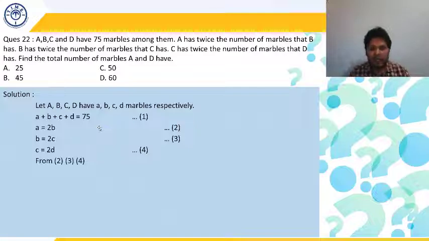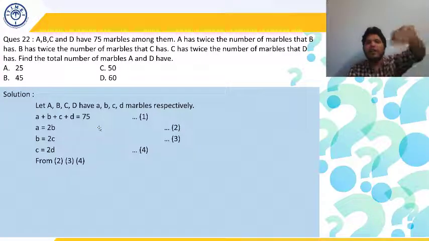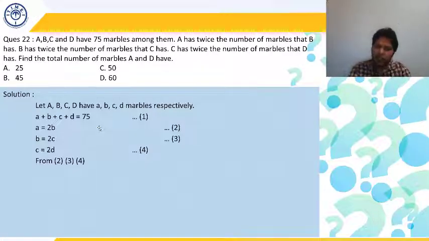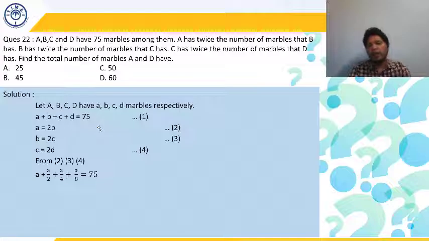So from the second, third and fourth equations, we can convert all of them into a single variable. Obviously we can do that. If A is equal to 2B, then what is B? B is going to be A by 2. So if B is A by 2, what is C? C is going to be A by 4, just putting the values in the subsequent equation. And similarly, D is going to be A by 8.